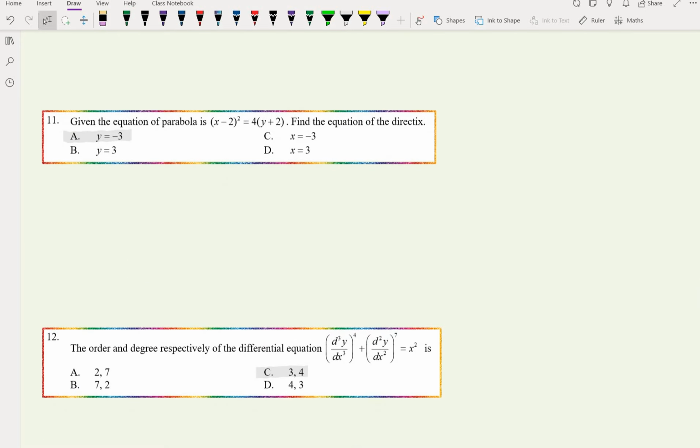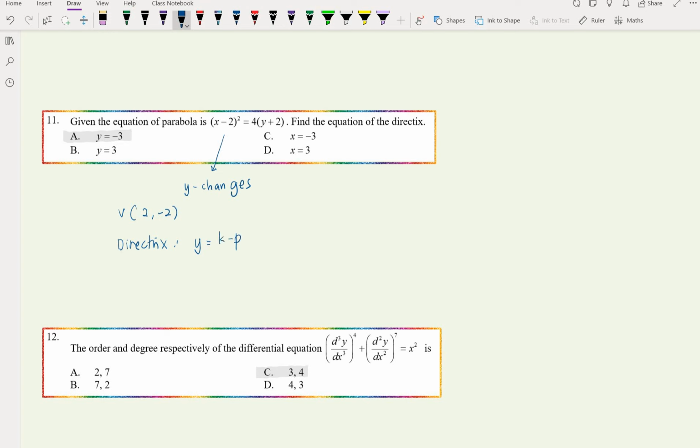For question 11, we are given the equation of parabola (x minus 2) squared equals 4 times (y plus 2). So, to find the equation of the directrix, just check your equation. From here, we know whether it opens up or down. But because 4p is positive, it is going to open up. So, when it opens up, remember that here it is y that changes. So, my vertex is (2, negative 2). And to get the directrix, it is going to be y that changes.